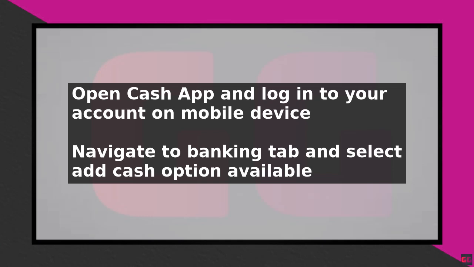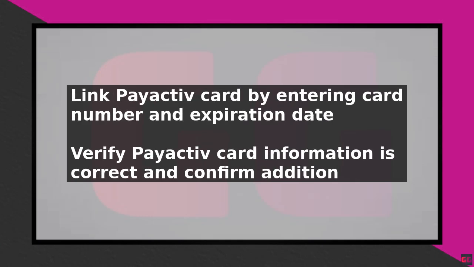Navigate to the Banking tab, which is typically represented by a bank icon, and select Add Cash. You will then be prompted to link a bank or card. Select the card option and enter the details of your PayActiv card, including the card number, expiration date, and security code. Verify the information is correct and confirm the addition of the card.